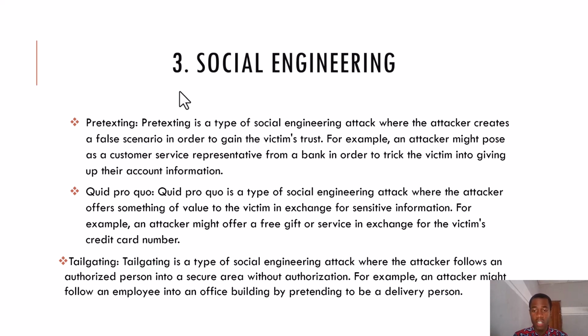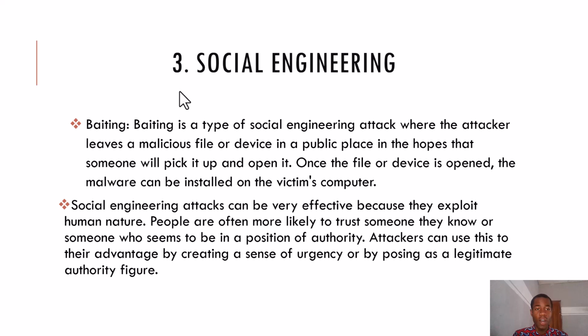Now we have tailgating too, which is an example of a social engineering attack. We have baiting, where the attacker leaves a malicious file or device in a public place in hopes that someone will pick it up and open it. And once you do that, the attacker gets you. Social engineering is effective because it exploits human nature. Sometimes you want to know more, or especially when they put a sense of urgency, you want to respond to it.